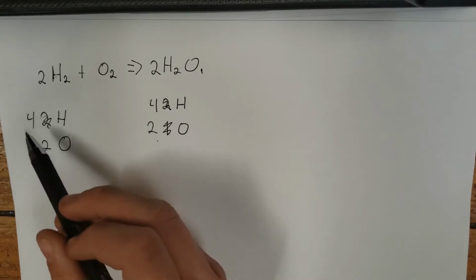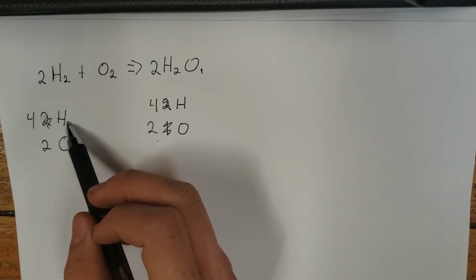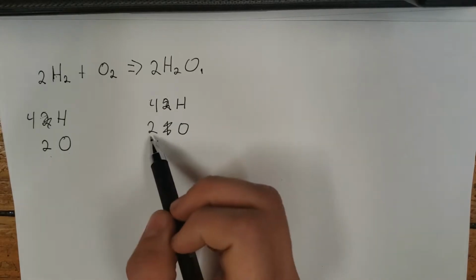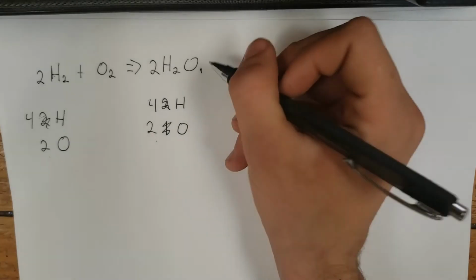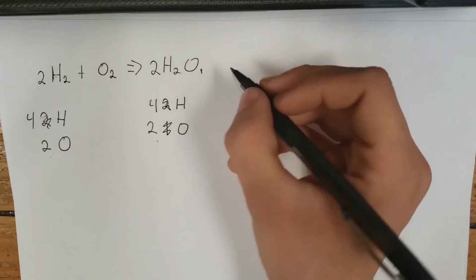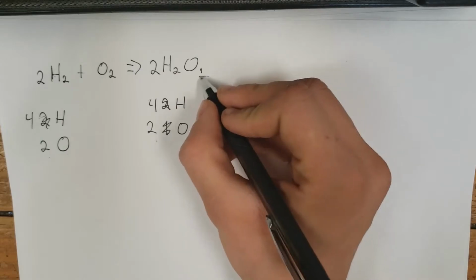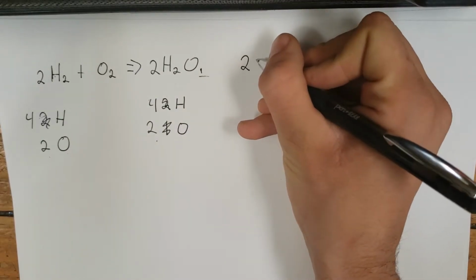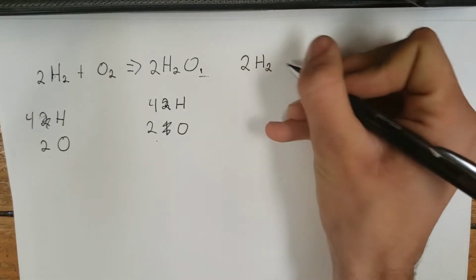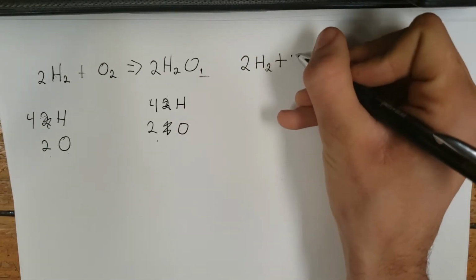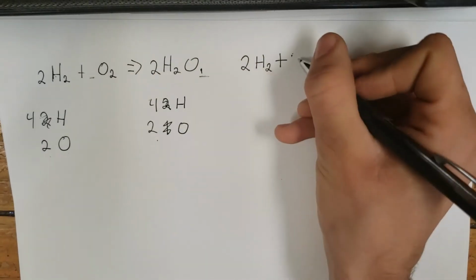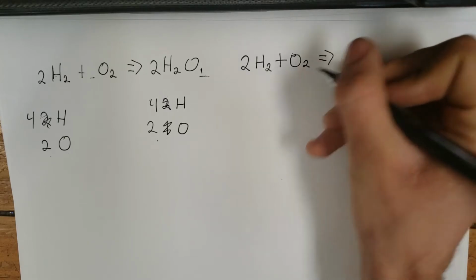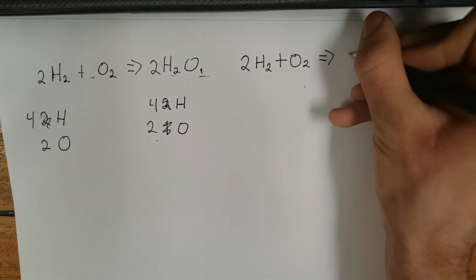So now if we go ahead and look at this reaction, we see that we have 4 hydrogen atoms on the left side, 4 hydrogen atoms on the right side, 2 on the left side for oxygen, and 2 on the right side for oxygen. So this is now balanced. So let's rewrite this without this 1, since this isn't something you'd ever actually write once you balance a chemical reaction. So we're saying 2 hydrogen gas molecules plus 1, because there's no number here, oxygen molecule, forms 2 water molecules.